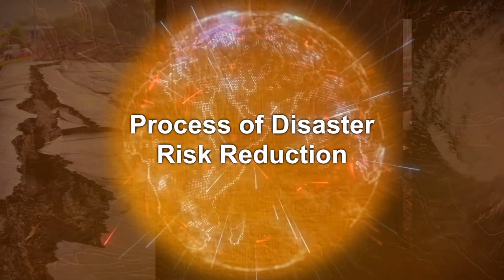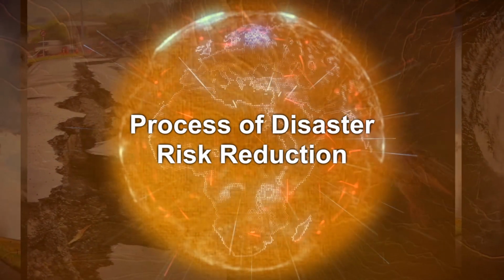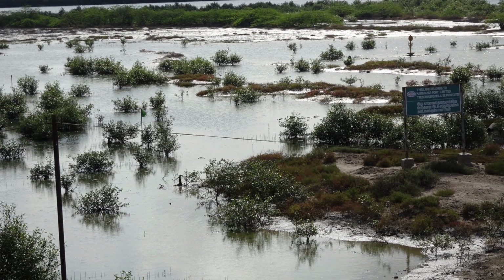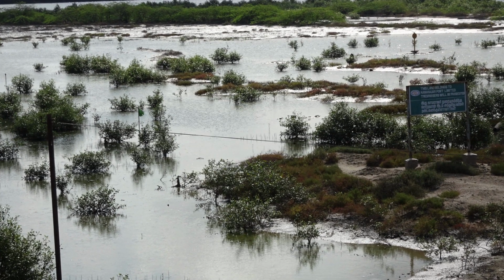Now, let us look at the process of disaster risk reduction. It begins with prevention and mitigation, followed by preparedness, prediction, warning and evacuation, adaptation, emergency responses, recovery and monitoring. Prevention and mitigation. A prevention plan reduces the risk of disaster and minimizes the loss of human beings and resources in the disaster prone areas.